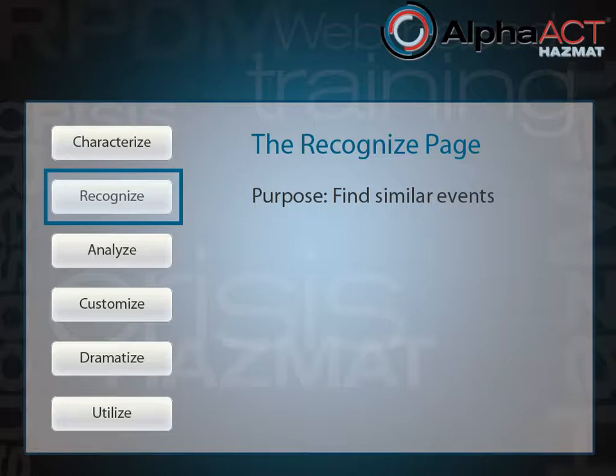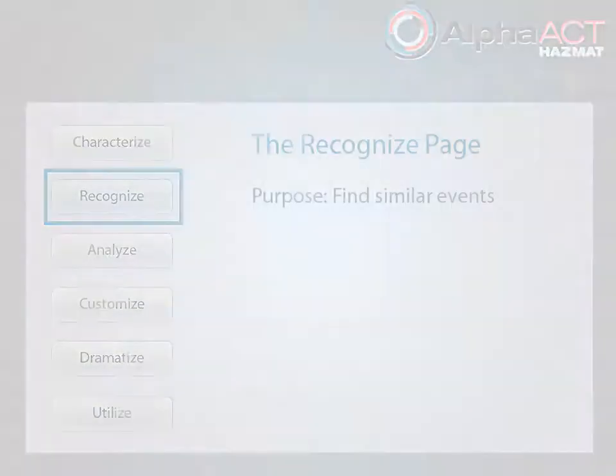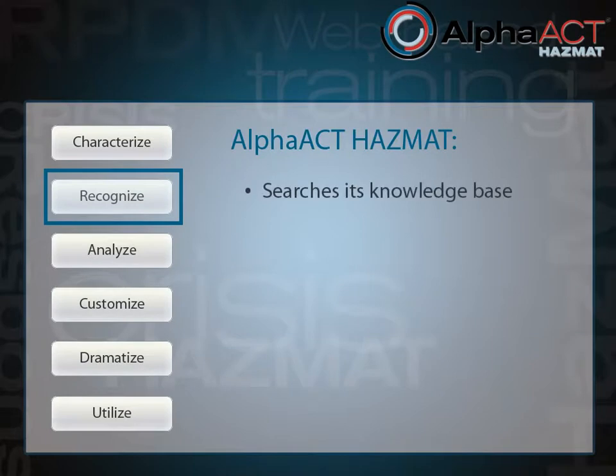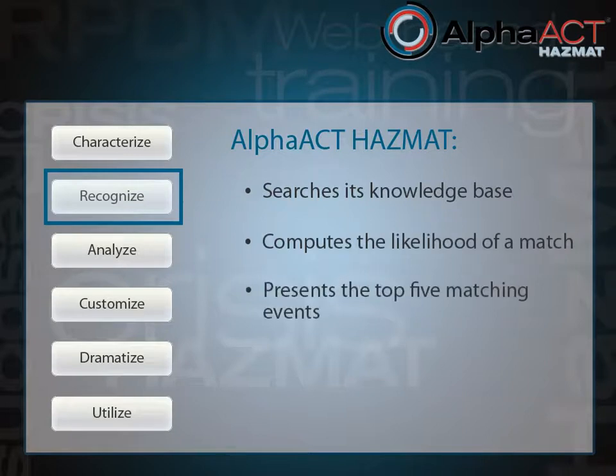It's modeled after the behavior of an incident commander who mentally compares what he's facing now against past experiences. How does AlphaACT HAZMAT do that? It searches the knowledge base for events with characteristics that are similar to the conditions you entered. Then it computes the likelihood of the events matching current conditions and presents the top 5 events. Depending on how much information is initially provided to the system, the first events presented may not be close matches.